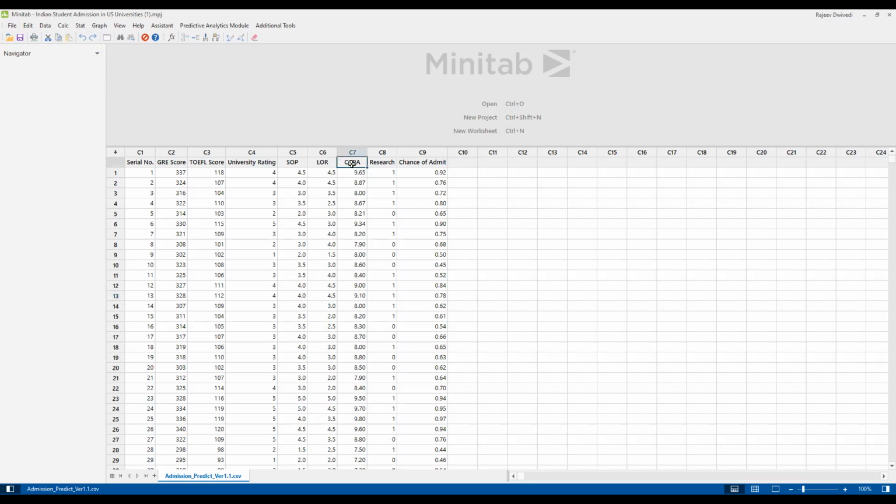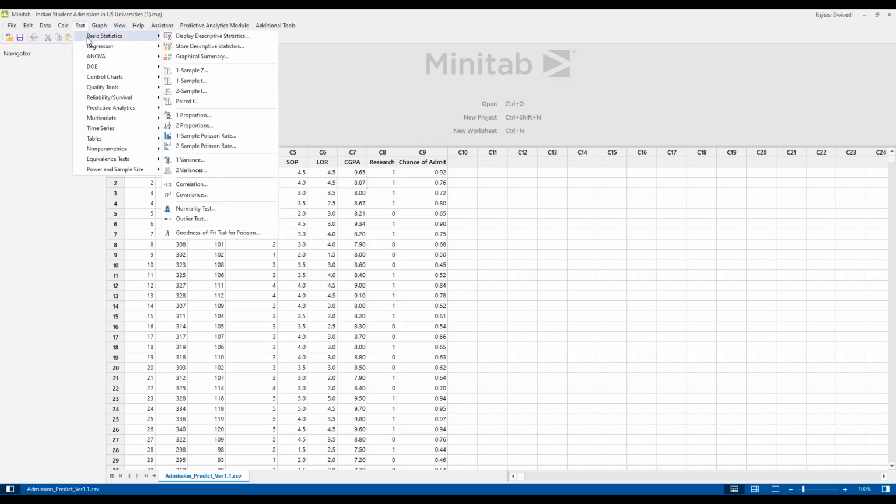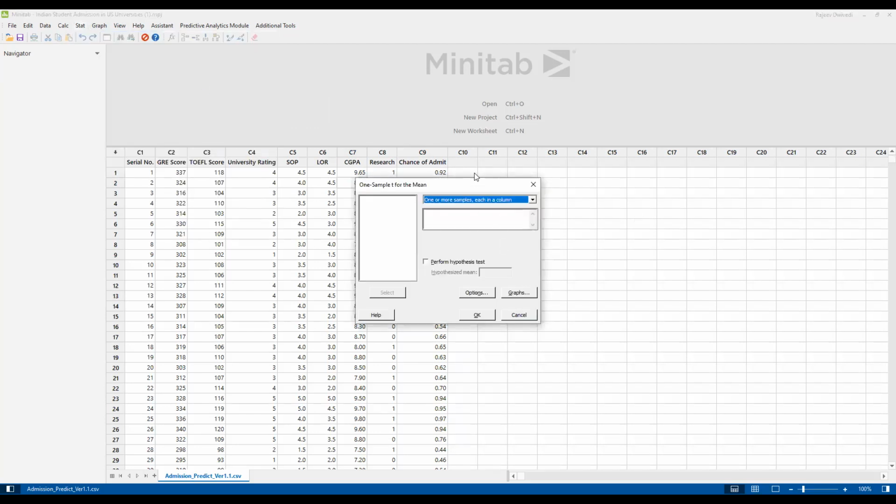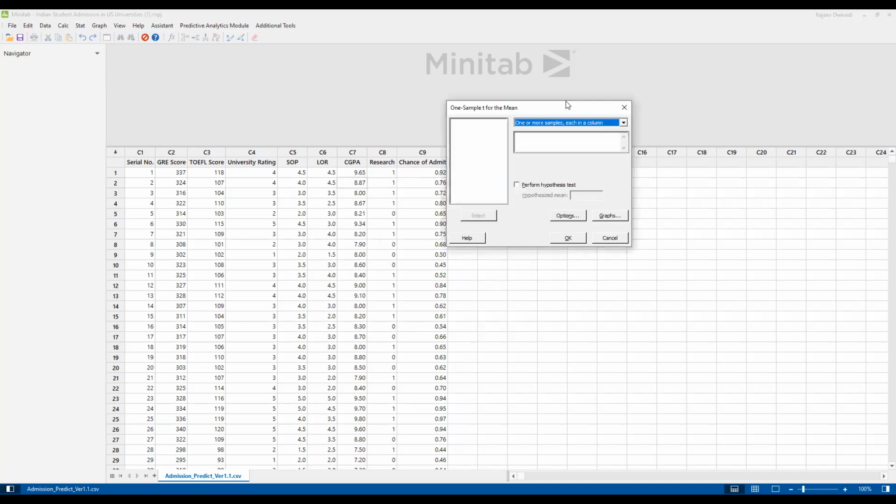What is the GPA of all 22,000 students? I will not get one particular number, but I will get the range. So I go under Statistics, under Basic Statistics, and here I have one-sample T, one-sample Z. I will let you know when we use Z or T. So here, this is the option.